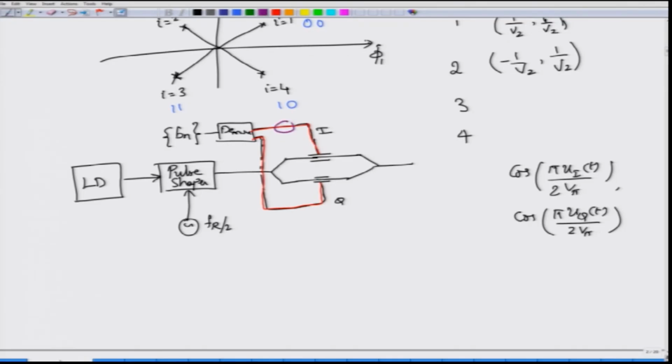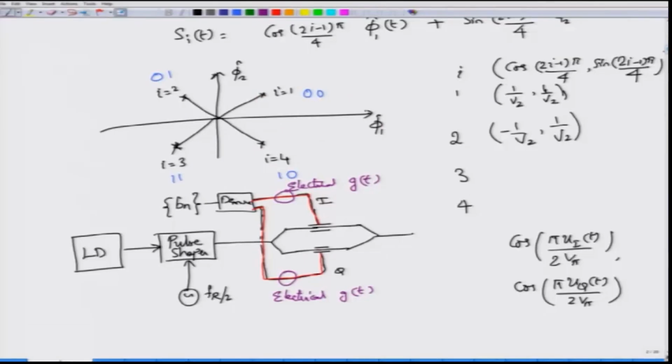of course, if you want you can also put in an electrical pulse shaper, g(t), and also suitably scale up this electrical signal. You have to scale up this electrical signal in such a way that this is equivalent to cos((2i minus 1) pi/4) kind of a situation. And this one should be sine.